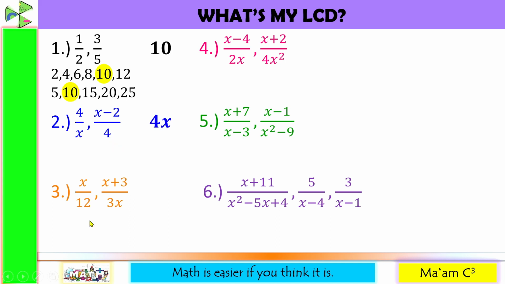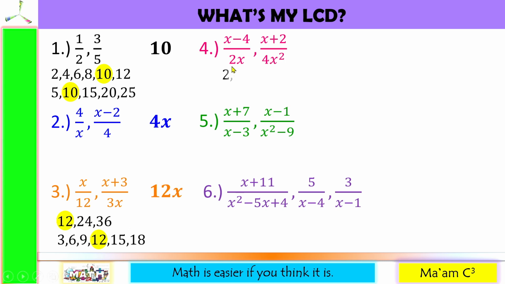Number 3, let us first deal with constants. Let us skip counting by 12. This time, let us skip counting by 3. And again, let us look for the least number common to these two groups, and that would be 12. So the LCD for the constant is 12. Since we have here a variable x, we simply have to multiply this x to the LCD of our constant. So we have 12x.